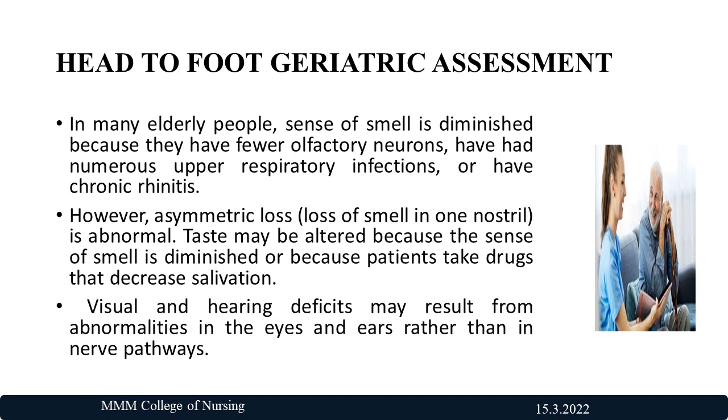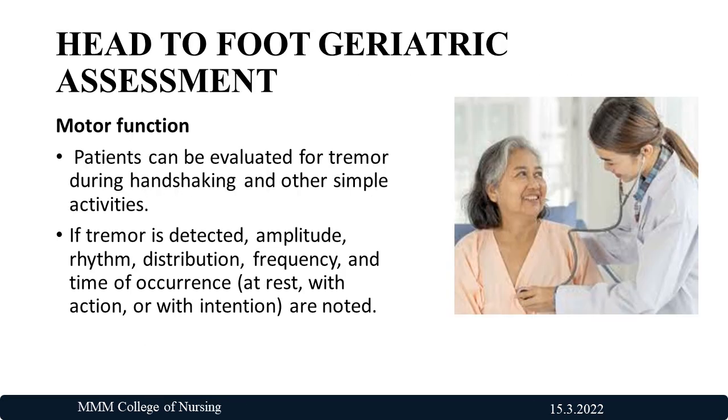Also, in many elderly people, the sense of smell is diminished because they have fewer olfactory neurons, have had numerous upper respiratory infections, or have chronic rhinitis. However, asymmetric loss of smell in one nostril is abnormal. Taste may be altered because the sense of smell is diminished or because patients take drugs that decrease salivation. Visual and hearing deficits may result from abnormalities in the eyes and ears rather than in nerve pathways.